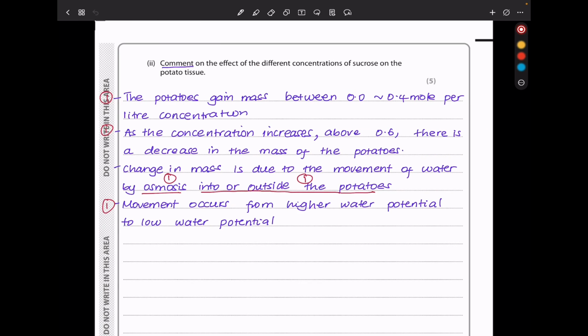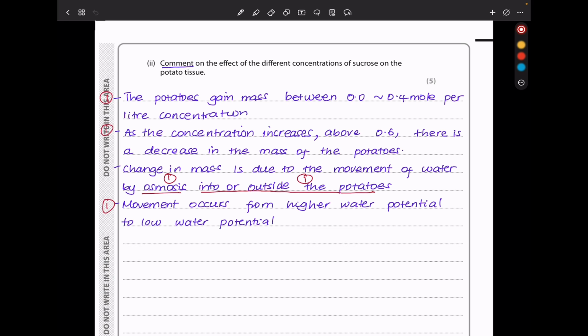Comment on the effect of the different concentrations of sucrose on the potato tissue. So this is a question mainly about osmosis. If the solution is hypertonic compared to the cells, it means the cells are going to lose water towards the sucrose solution, and the mass of the potato cylinders is going to decrease. If the solution is hypotonic, it means water is going to move by osmosis from the sucrose solution into the cells of the potatoes, and therefore the masses of the potatoes are going to increase.